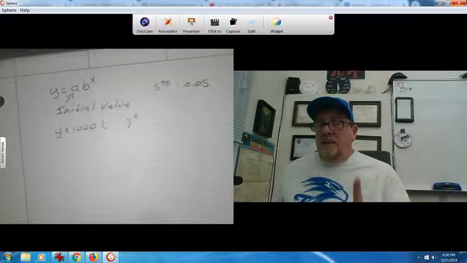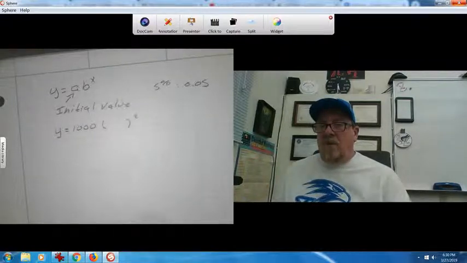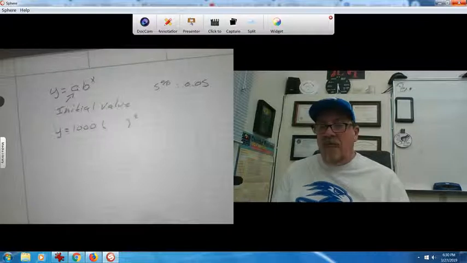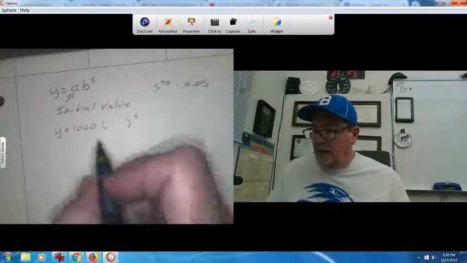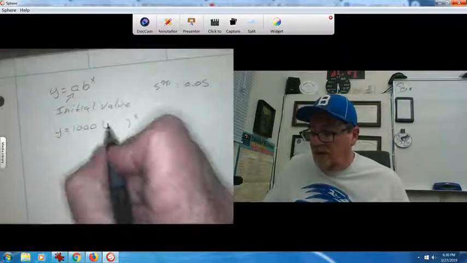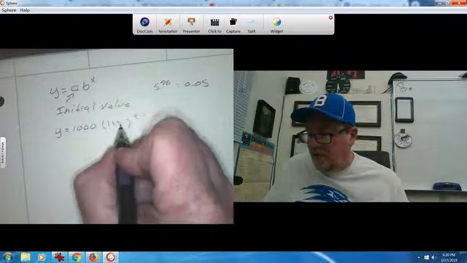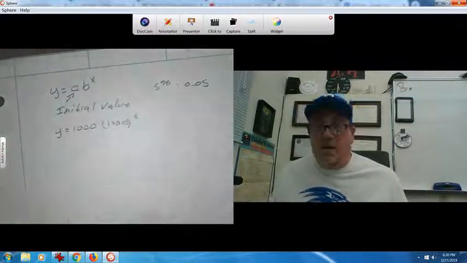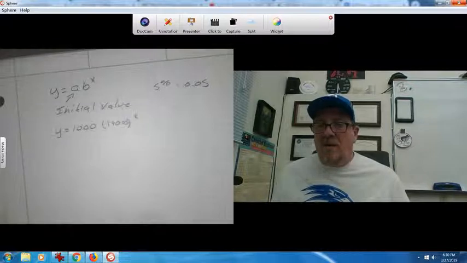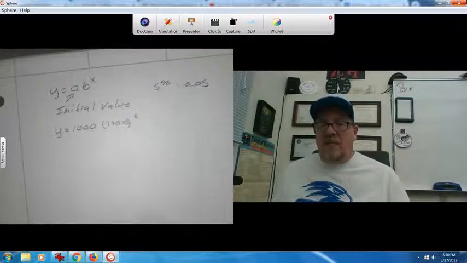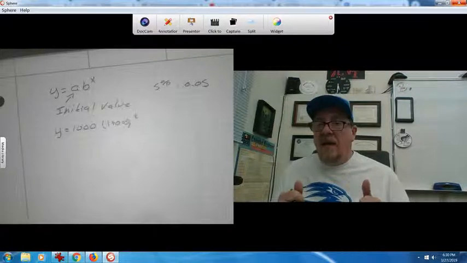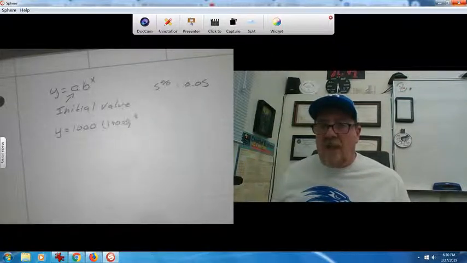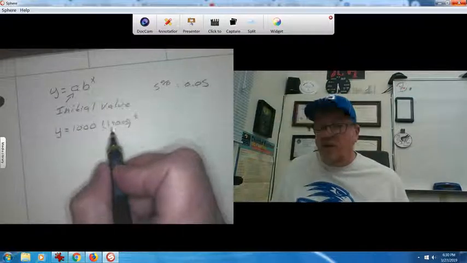B is always given by either adding or subtracting the percentage from 1. In this case, because it's exponential growth, our b is going to be 1 plus 0.05. Okay? When you read these problems, b is always either going to be 1 plus a number or 1 minus a number, and it's up to you to figure out whether the problem is going to be exponential growth or exponential decay. In this case, it's growth, so I added.